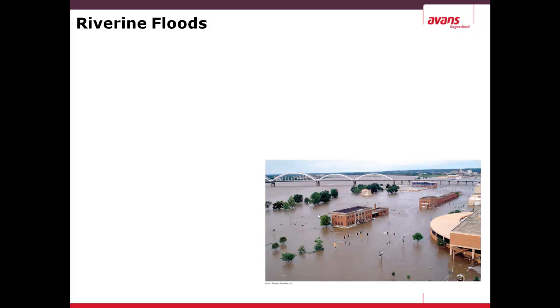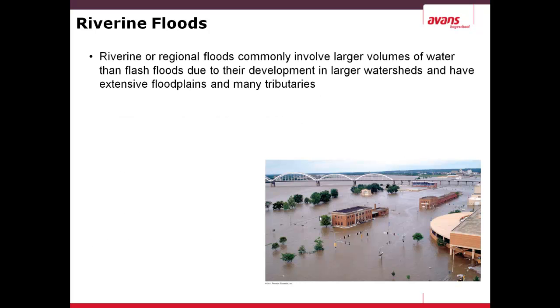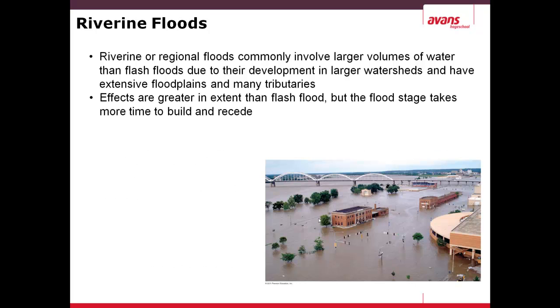Riverine floods, or riverine floods, depending on how you want to say it. Riverine floods are typically slower forming floods. They are regionally forming. They typically do have even more volume of water. However, and why they have more water is that they come from several different tributaries or smaller rivers that feed the larger river.